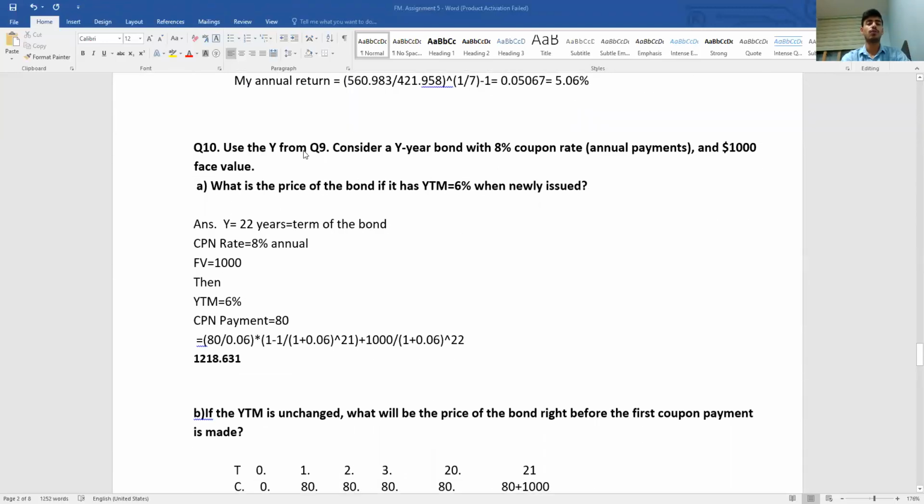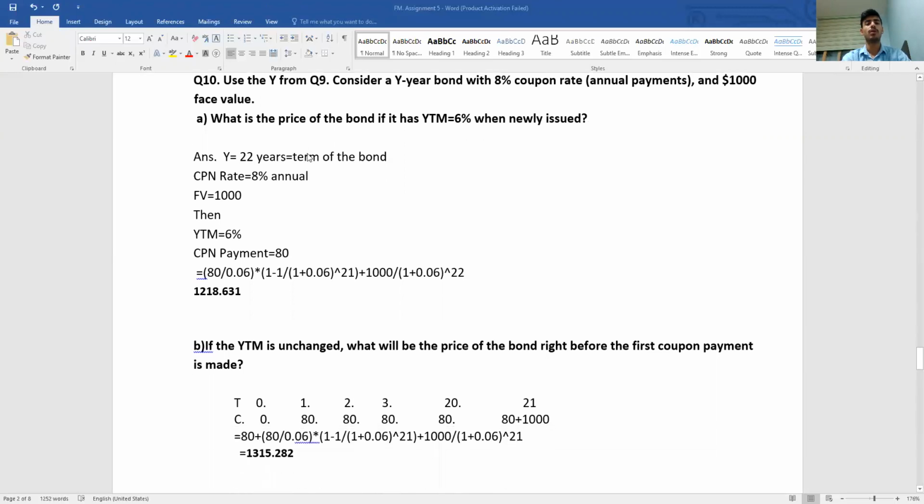Use y as from question number 9. Consider a y-year bond with an 8% coupon rate and 1000 face value. What is the price if the yield to maturity is 6% when newly issued? y is equal to 22, the term of the bond in years. The coupon payment is 8% annually, with face value 1000. The yield to maturity is 6%, and the coupon payment is 80.